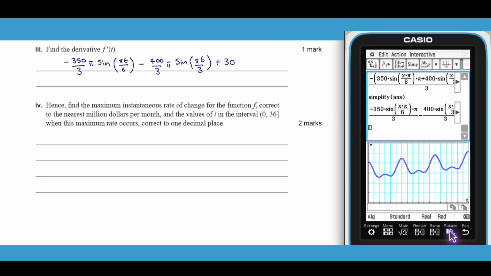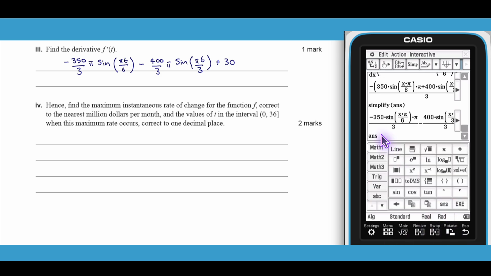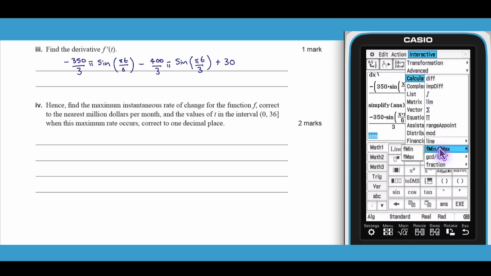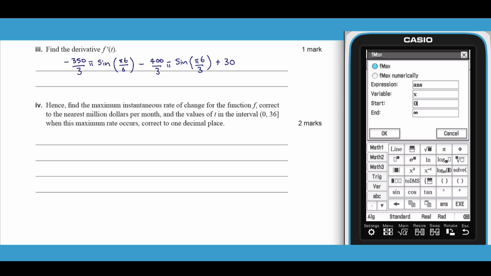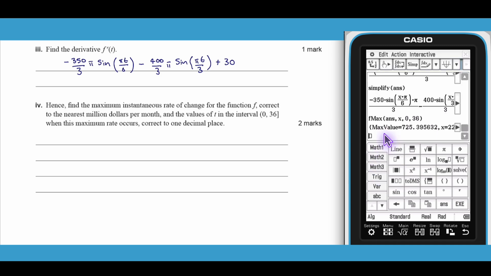The final part of question 3 asks for the maximum instantaneous rate of change of f and the times at which it occurs. One approach to this is to apply the fmax command to the previous answer, being the derivative, over the domain from 0 to 36. Doing this, we see that the maximum instantaneous rate of change value is $725 million per month, and this occurs when t equals 22.2 months.